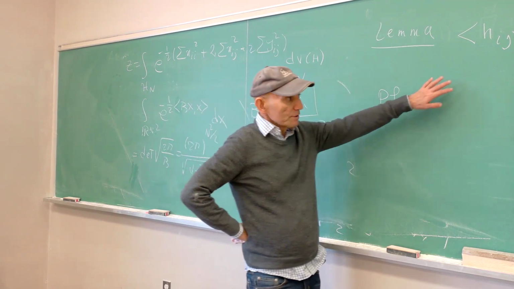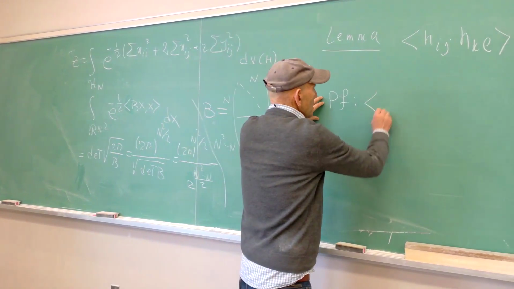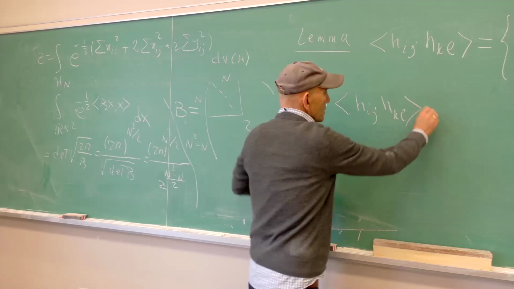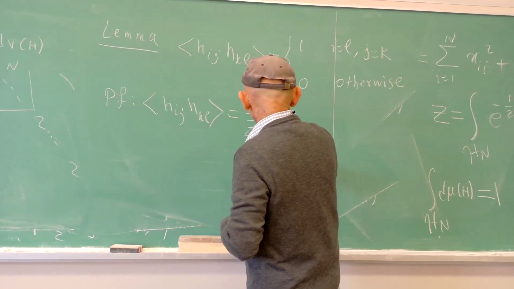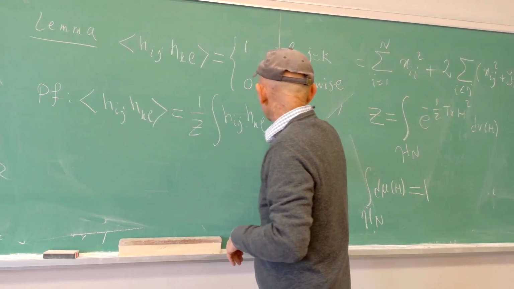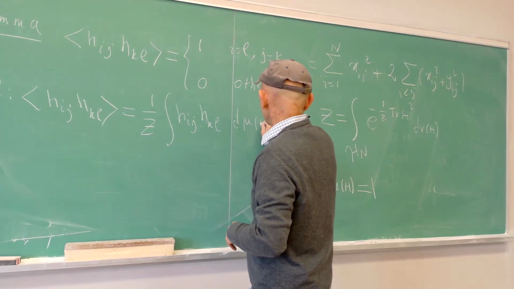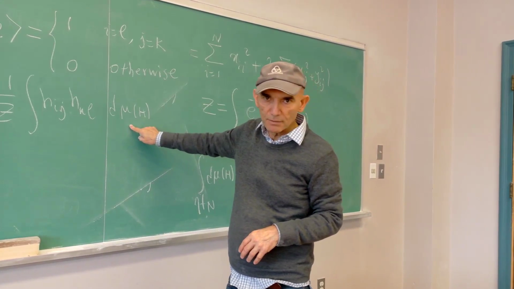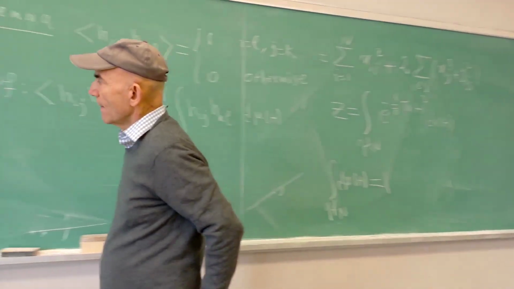Of course, we know what the expectation value means. It means that we multiply. If you remember, the expectation of H_ij H_kl is by definition 1 over Z times the integral of H_ij H_kl. I don't write that exponential anymore, I just write dμ of H. But remember, this is now the Gaussian matrix volume form, and we want to compute this.